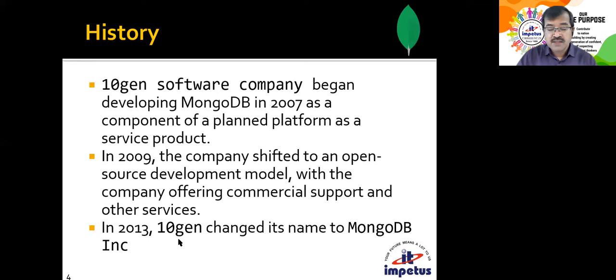And in 2013, 10Gen changed the name to MongoDB Incorporation. So the story is the same as Microsoft or Oracle. The company name was RationalR, but the product became so popular, they changed the company name to Oracle. Actually, Oracle was a product. The same thing with this company as well.